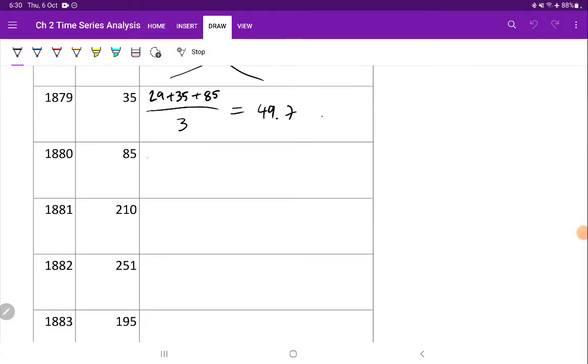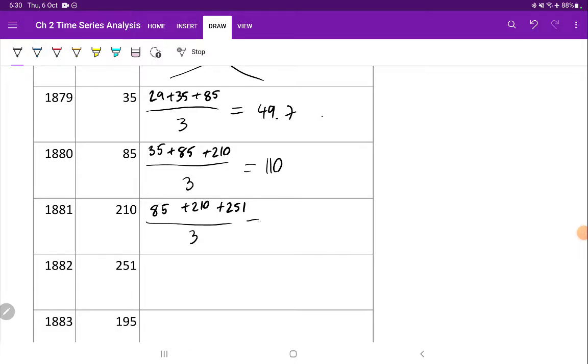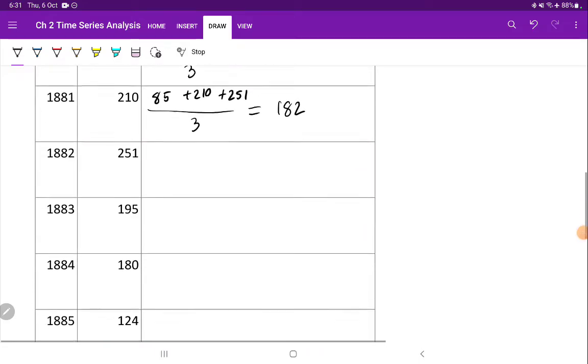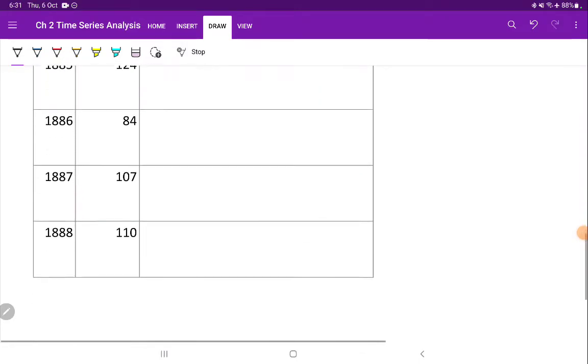So we've got 35, 85, and 210. So 35 plus 85 plus 210. Divide that by 3. And we get 110 exactly. Okay, next one. 85 plus 210 plus 251 divided by 3 equals 182. And I'm just going to keep repeating, going down this, doing this many, many, many times.